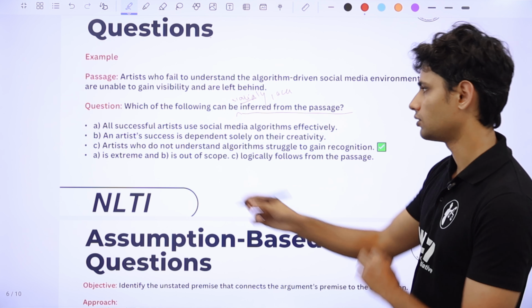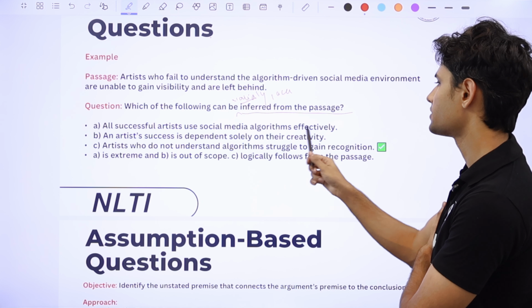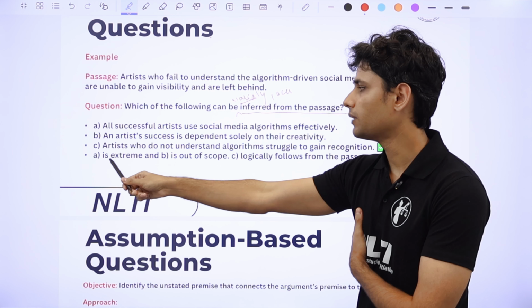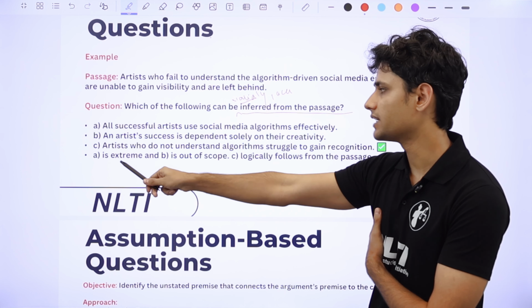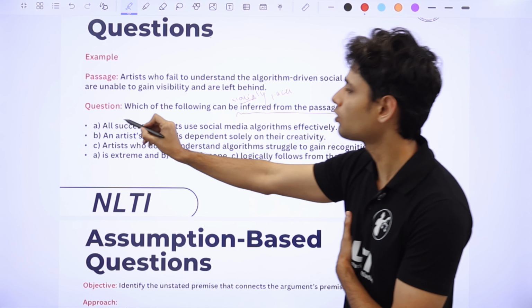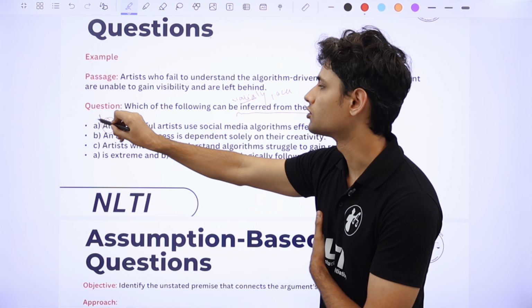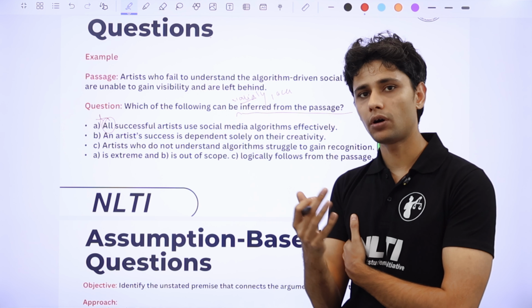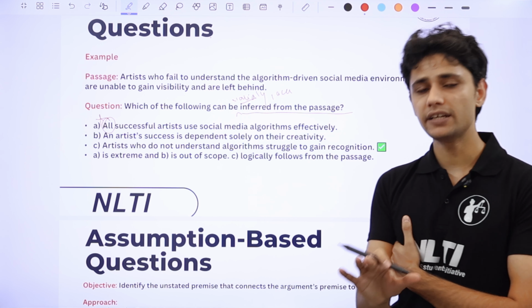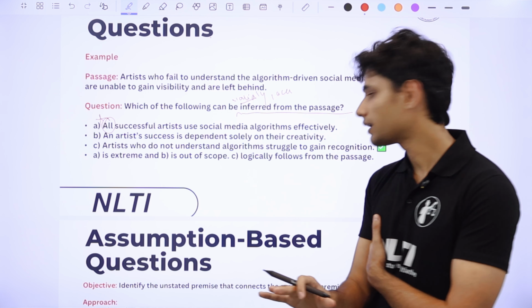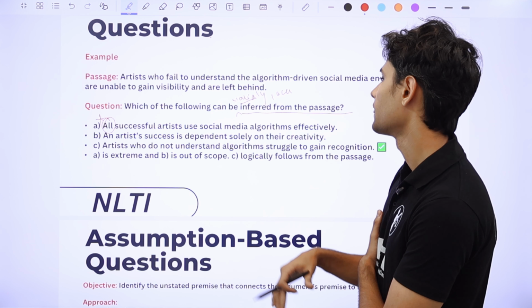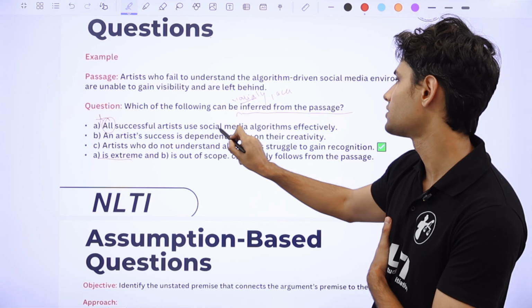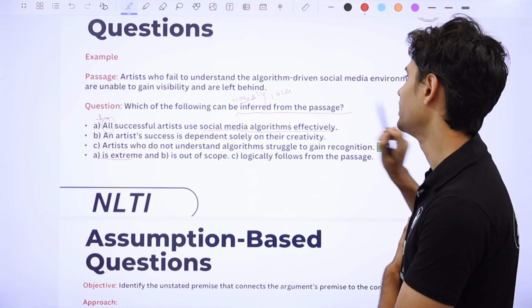Now if you look at the first option, all successful artists use social media algorithms effectively. Can we make this inference from the passage? We perhaps cannot, because the option by itself is extreme, and the passage nowhere talks about all artists. So you can eliminate this option, because as I discussed, options which use extreme terminologies like all, always, never are generally, or at least in 90% of cases, not the right options. We can eliminate this option because it is extreme, and also because the passage is nowhere saying that all successful artists use social media algorithms effectively.